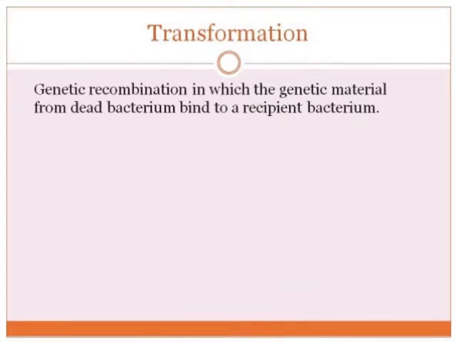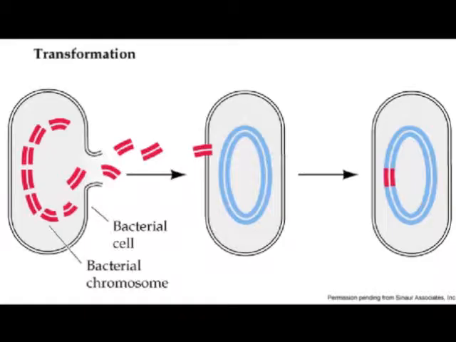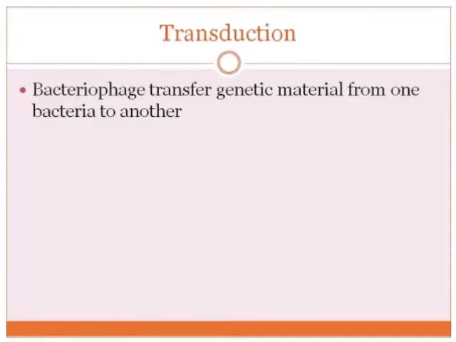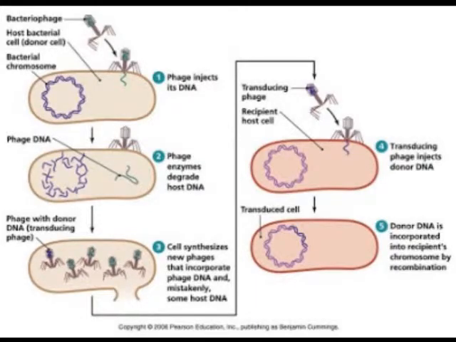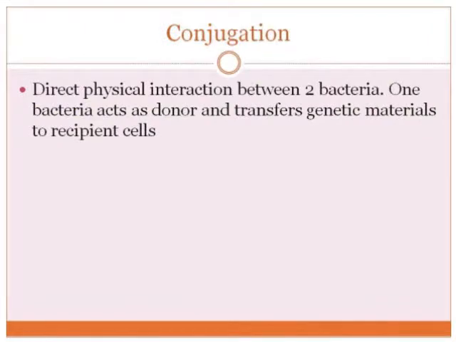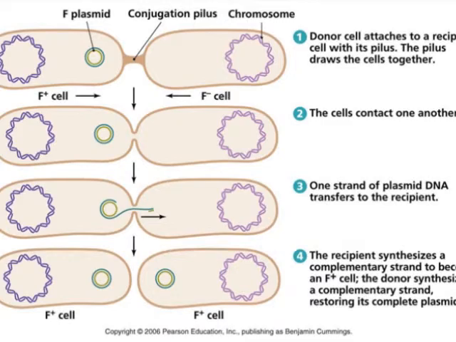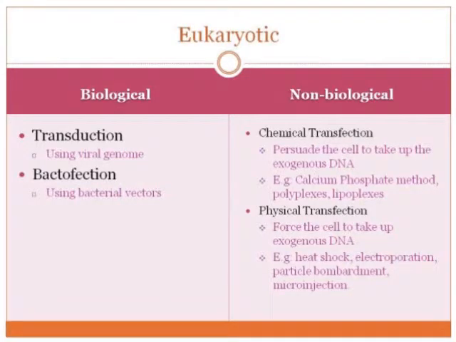Transformation, which is the transfer of genetic material from a dead bacterium that binds to the recipient bacterium. Transduction, where bacteriophage transfer genetic material from one to another. Conjugation, which is direct physical interaction between 2 bacteria. On the other side, eukaryotes are categorized into biological and non-biological. So take a look at that.